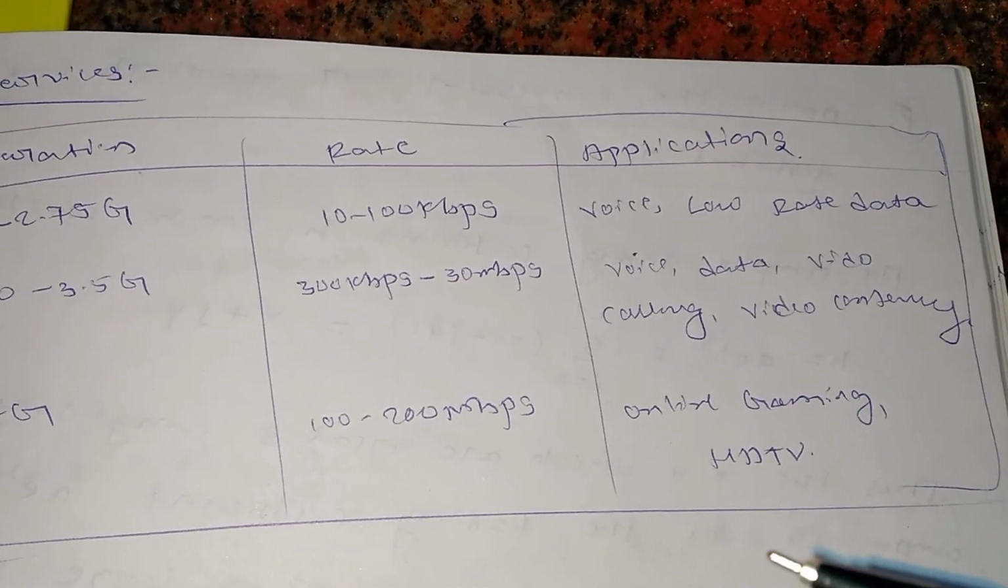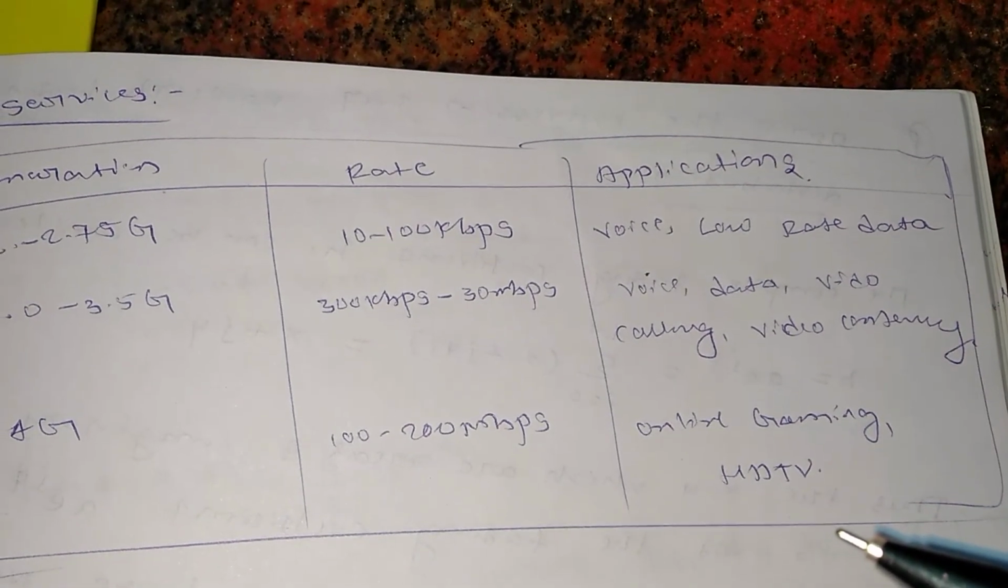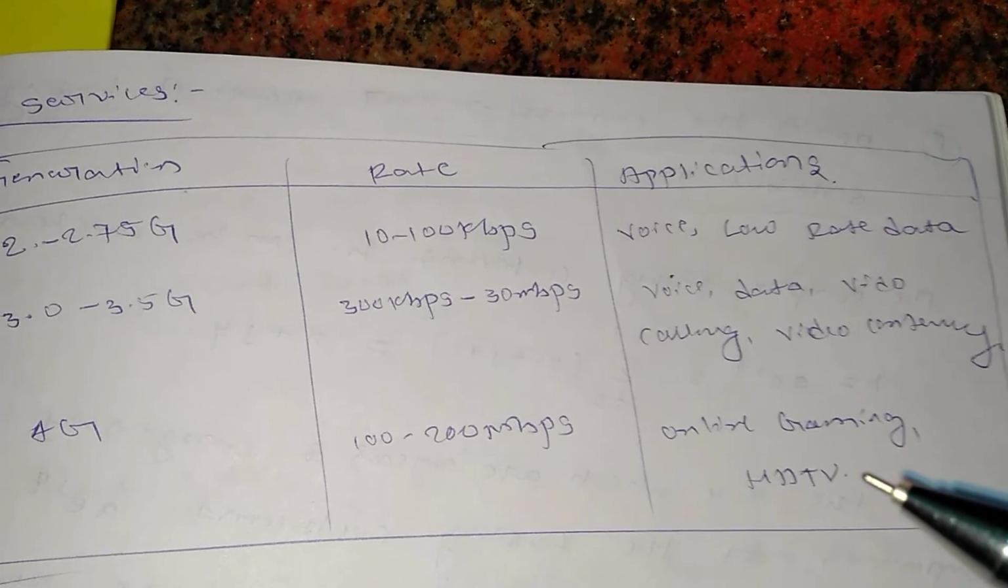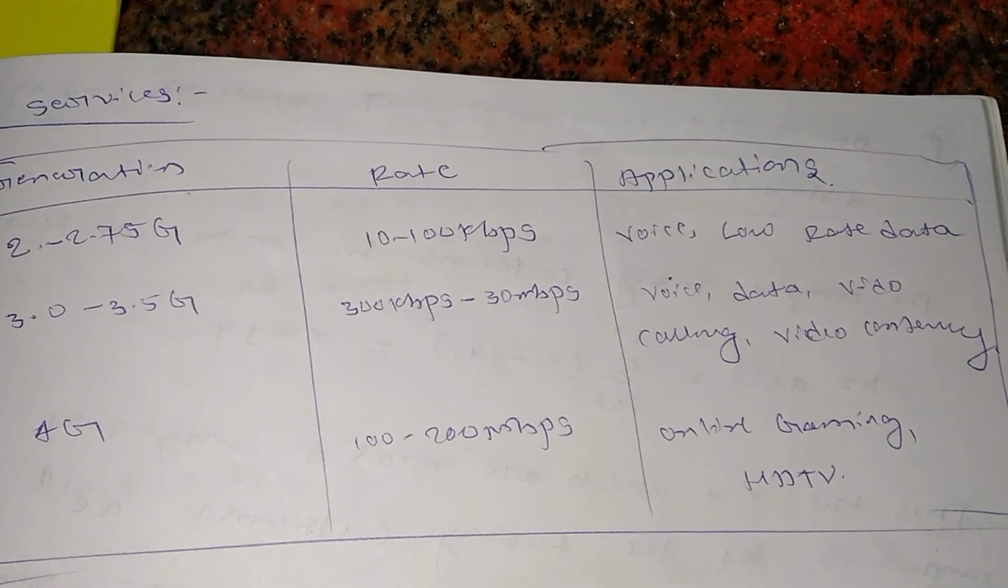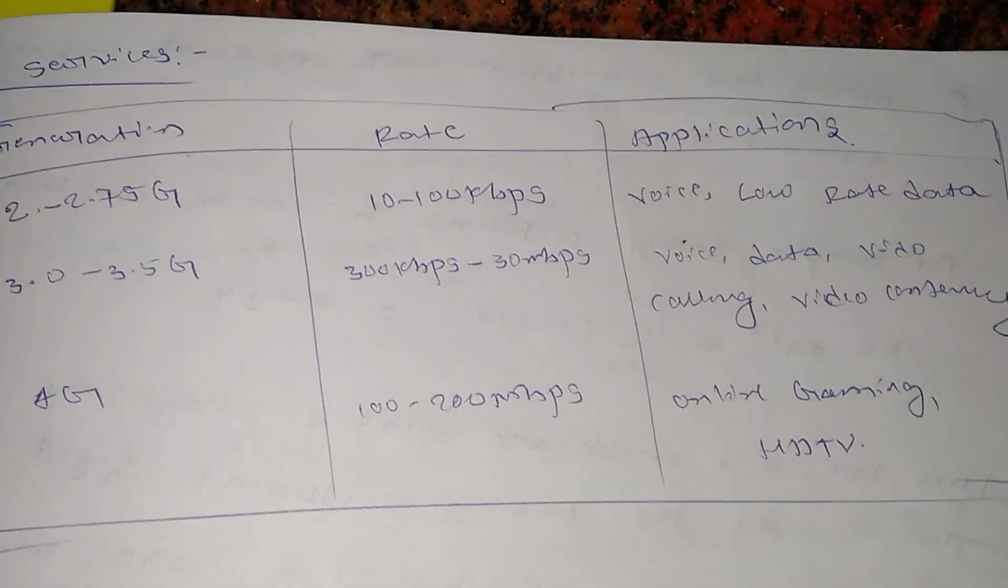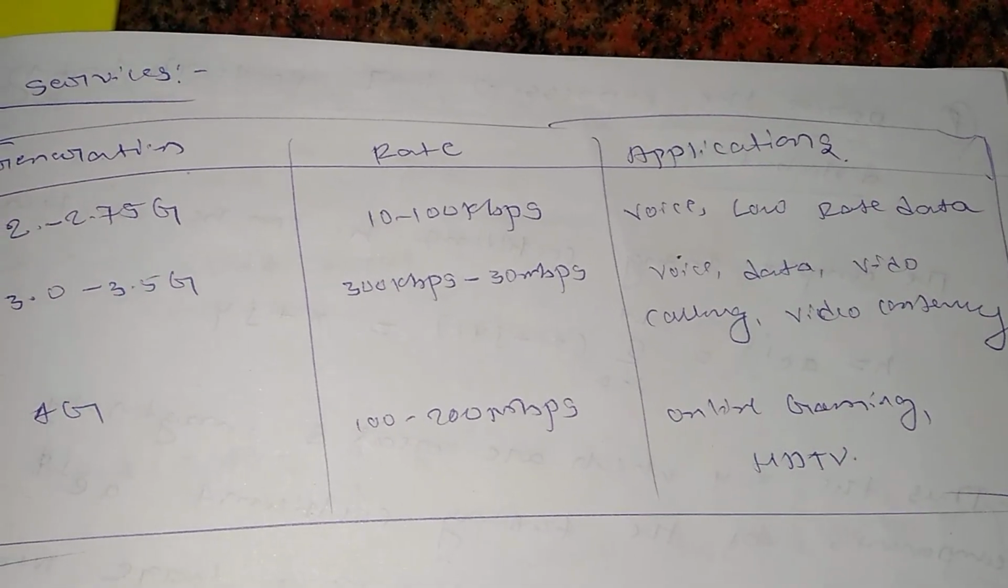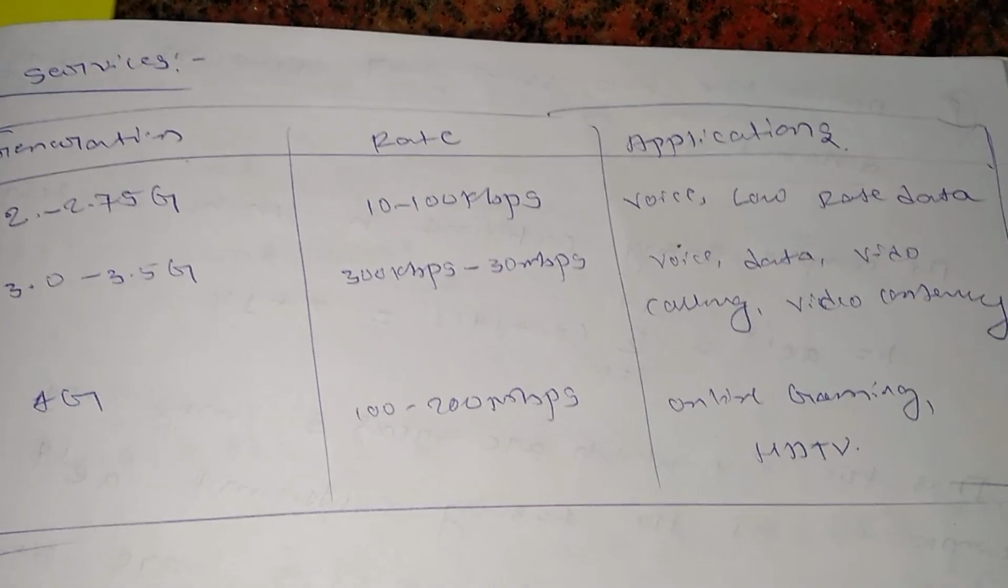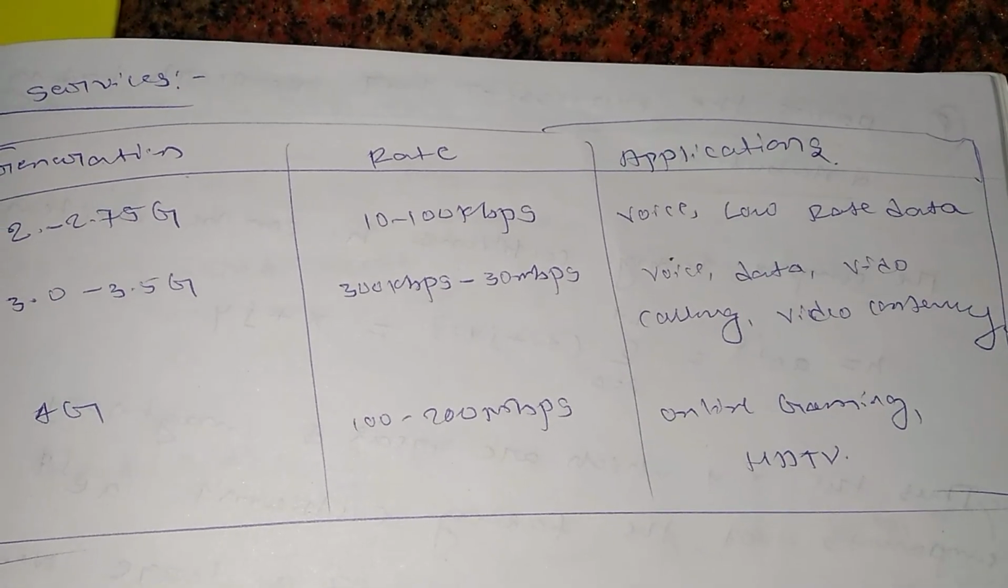And 4G provides 100 to 200 mbps of data, and is used for online gaming, HDTV, and online streaming. All other applications can be accommodated in 4G. So these are the main differences and technologies used in 2G, 3G, and 4G wireless communication.